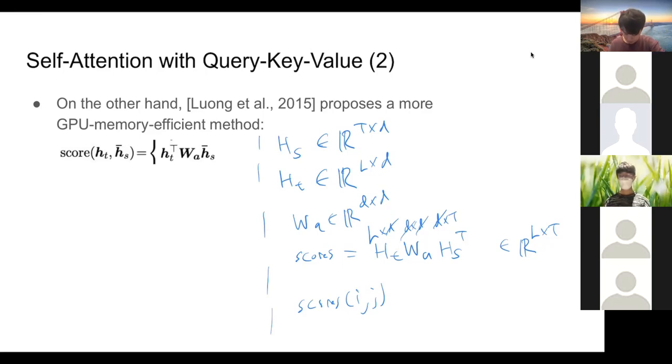I'll just write that. Affinity between the ith vector of H_T, which is just small h_T, I'll just write that way. Wait, no, my bad. It is h_T of i and h_S of j.